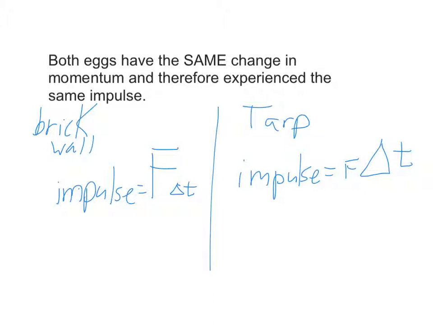This is similar to how you can have two objects with the same momentum. A large bus moving slowly and a small motorcycle moving very fast can have the same momentum. Well, here's an example where impulse is the same, yet the outcome appears different.